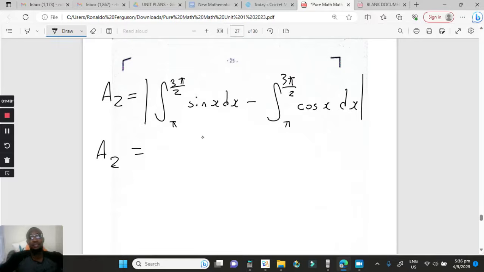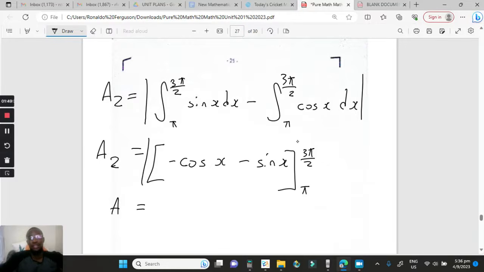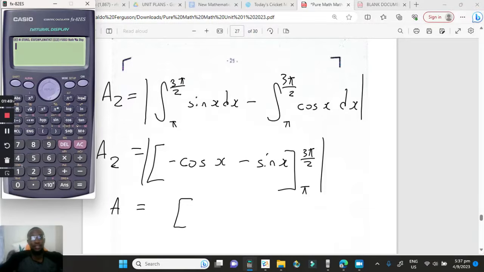So now we'll go ahead and do that. A2, we already did have the answer. Integrate sine, we get minus cos x minus sine x. All we're going to do is throw on the pi and the 3 pi over 2, and remember, we're going to take the modulus afterwards. So now we'll plug in the 3 pi over 2. Do it in a calculator, cos 3 pi over 2.